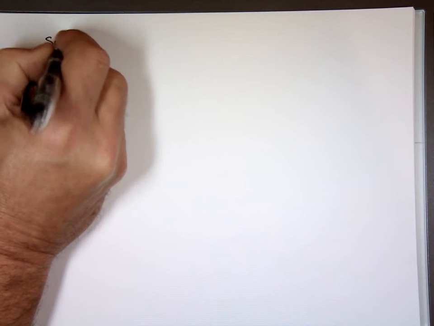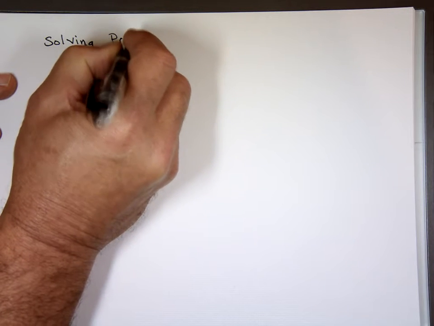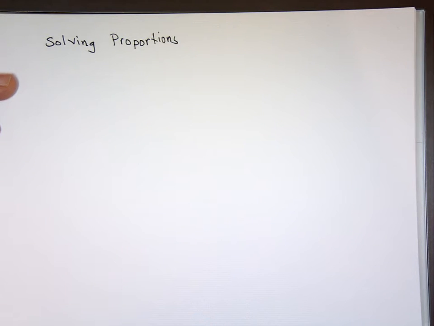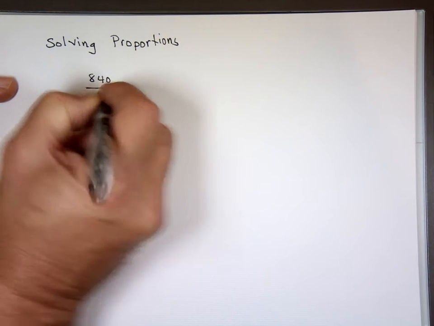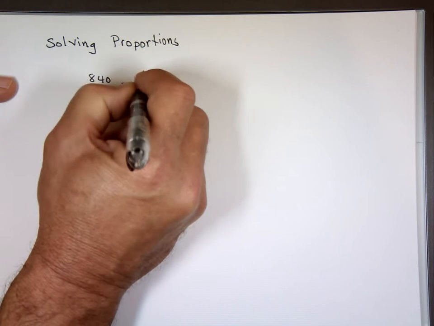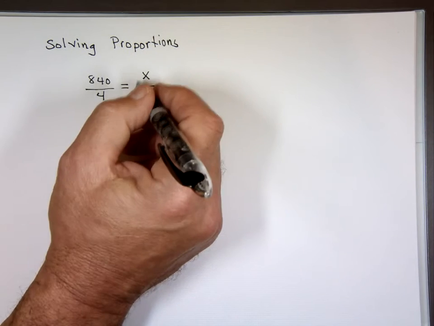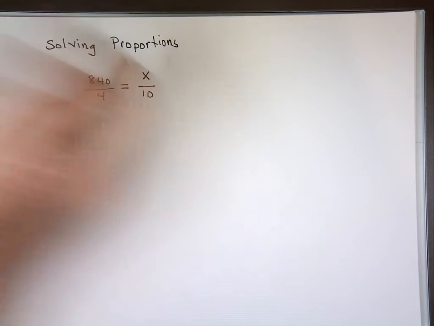Well, what's going to happen next is we're going to give you a statement of proportions to solve. So this is called solving proportional or proportions. 840 to 4 is equal to what to 10? So I'm looking for a value for x that will make this ratio equal to that ratio. What should I put here?